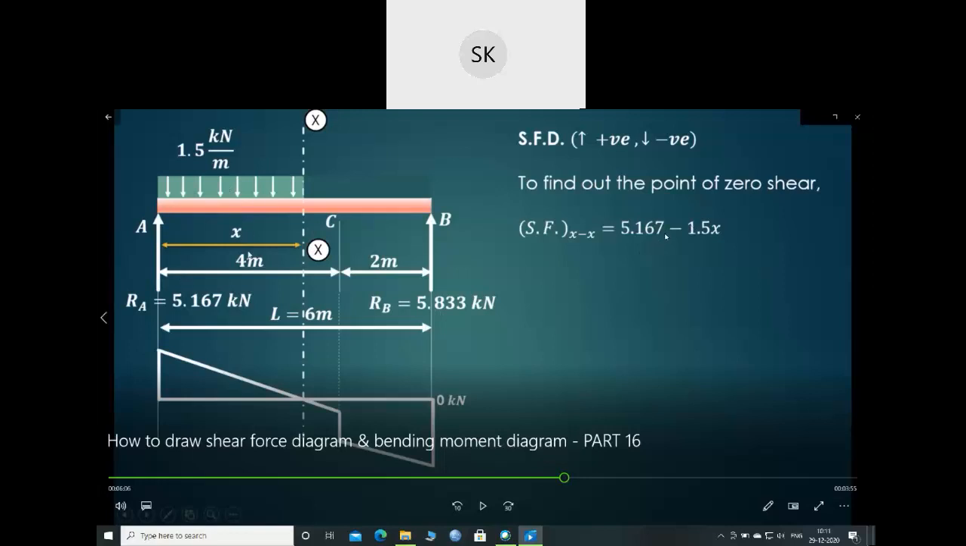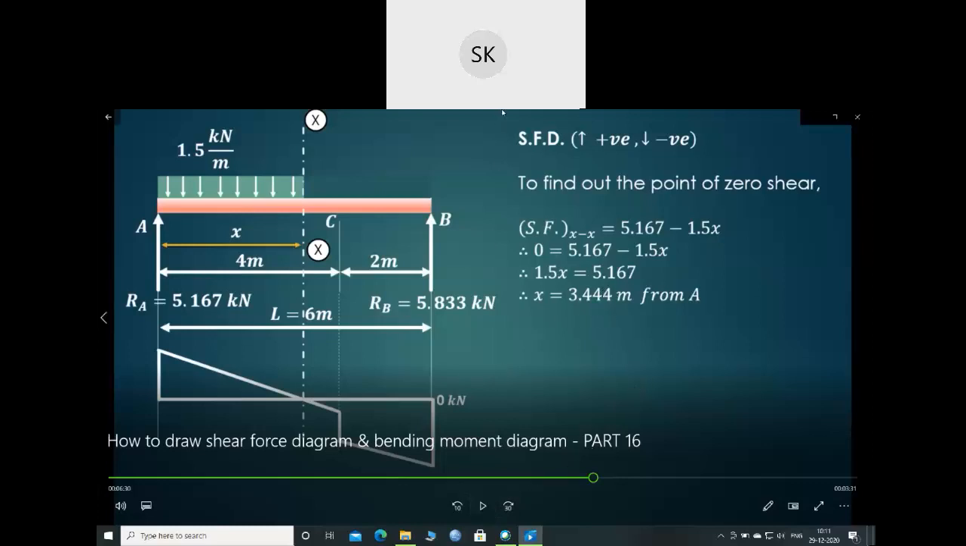RA, 5.167 minus this UDL into X. I have taken a section, so this UDL is acting at a distance of X, so minus 1.5 X. Now equate this equation to 0. Suppose I need to find out 0 shear force, so I'll equate this equation to 0. I'll find out the X value as 3.444 meter from A. That means my shear force is 0 at this position from A, at a distance of X meter.